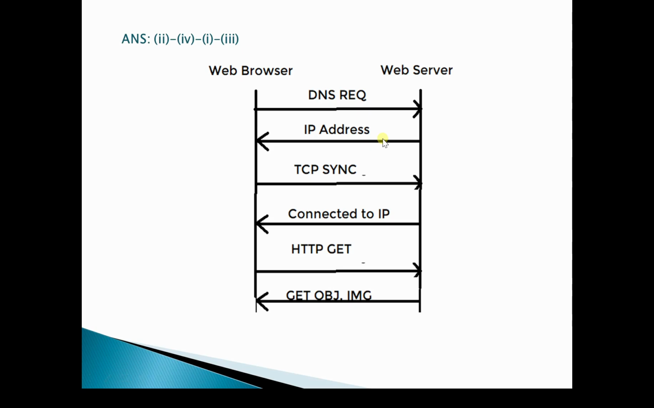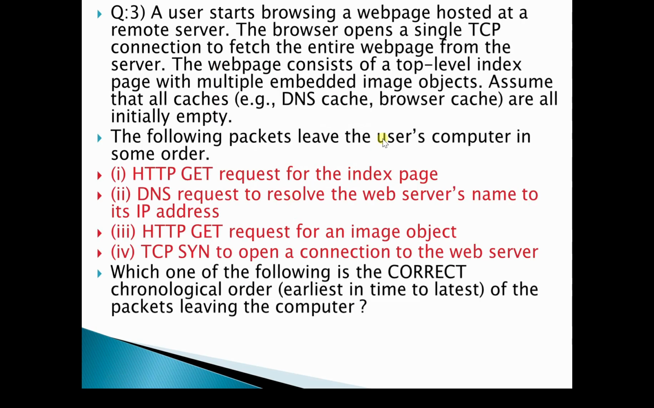So based on this operation we have to find the order. What will happen is, first the DNS server requests to resolve the web server to find the IP address. Once the web server finds the IP address, it will send it to the browser. Next the browser will generate a TCP SYN request to open a connection to that server. Once the connection is set, it will send HTTP GET request for the index page. Once it receives the index page, it will again send HTTP request for an image object. All the images and objects are fetched from the web page.